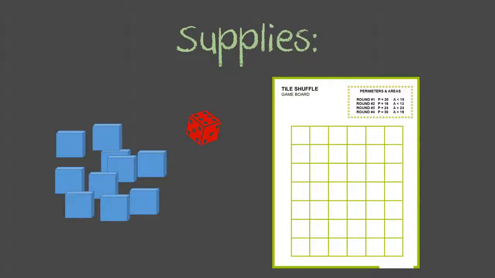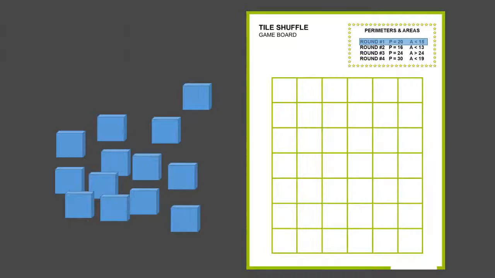The supplies provided in your pouch, along with your information sheet and directions, will be 2 Tile Shuffle game boards, a 6-sided die, and square tiles. To start this game, the students will look at the first round, and it states that there needs to be a perimeter that's equal to 20 and an area that is less than 15. So they'll take turns rolling the die and placing tiles on their game board.